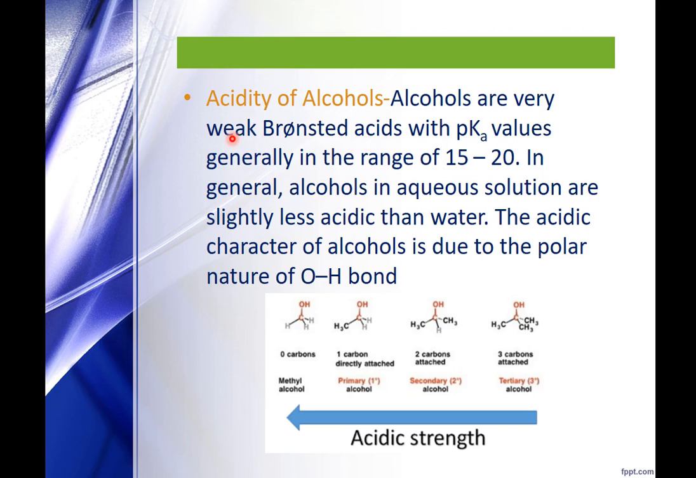Alcohols are, however, very weak Bronsted acids. If you see their pK values are in the range of 15 to 20. They are even less acidic than water. And why is there the acidic character? It is due to the polar nature of OH group.